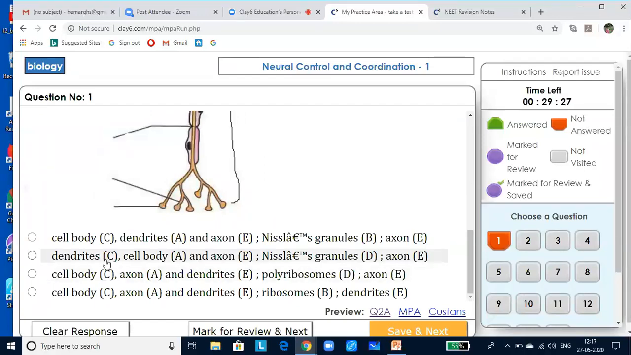C is the cell body. So in 3 you have it. A is dendrite. So we can choose dendrite as A. And third is axon. It is Nissl's granules and axon. So A is the choice.